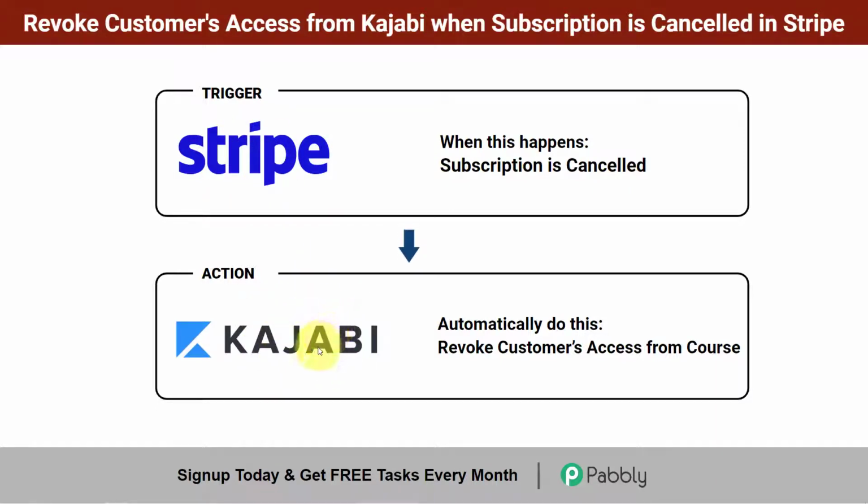For that you have two choices. Either you can manually go to the Kajabi course and revoke the access of each customer one by one, or you can create an automation in between Stripe and Kajabi in such a way that every time the subscription is cancelled from Stripe payment gateway, the customer's access will be automatically revoked from your Kajabi course. Yes, it is possible. So if you also want to automate this whole process, come with me and I will show you the process step by step.